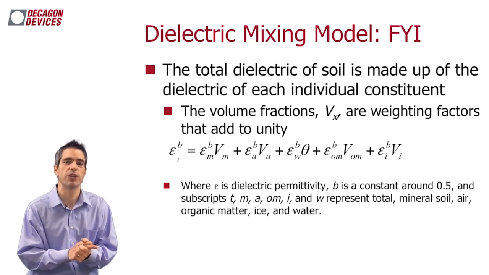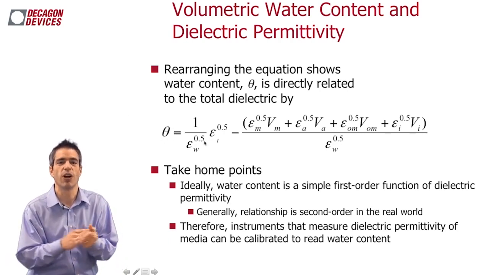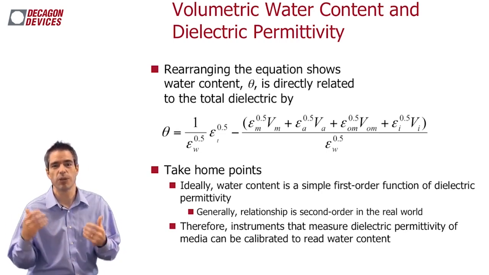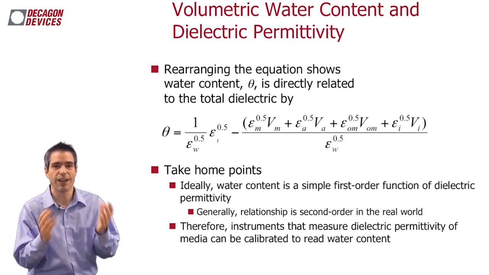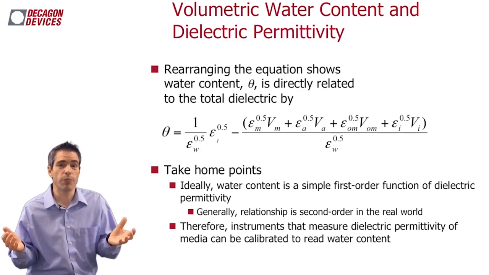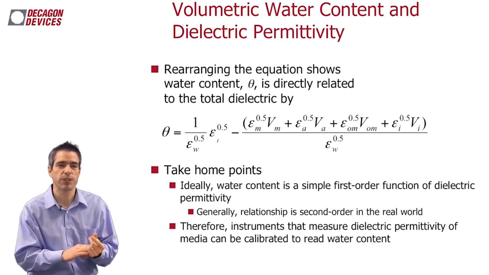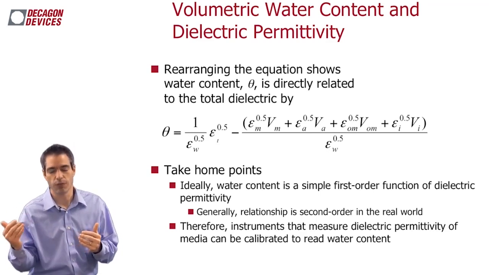If we rearrange this equation, then we can put it in terms of what we're really interested in, which is the volumetric water content. Ideally, it would be a first order function of the dielectric permittivity. But as you notice here, this relationship is generally a second order relationship in the real world. So the take-home message is quite simple. Anything that can measure the dielectric permittivity of any media should be able to be calibrated to measure volumetric water content.